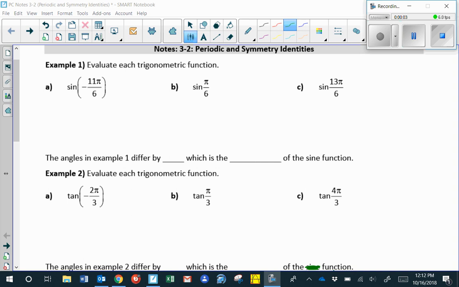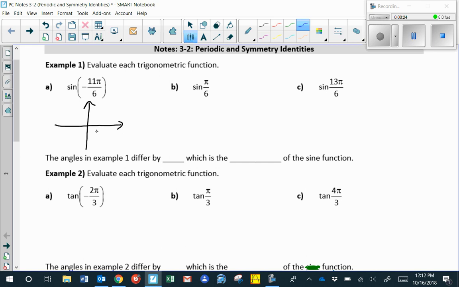Okay, today we're going to look at periodic and symmetry identities. In order to do that, we're going to explore the value of some trigonometric expressions. So first we'll look at sine of 11 pi over 6. It may be helpful for us to draw this.